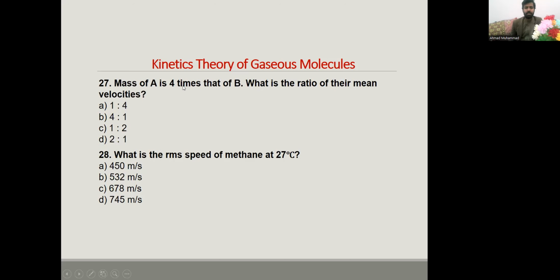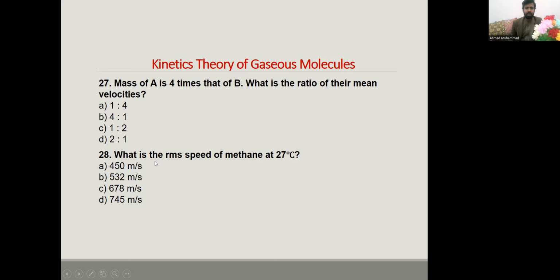Mass of A is 4 times that of B. What is the ratio of their mean velocity? 1 ratio 4, 4 ratio 1, 1 ratio 2, 2 ratio 1. So the right option from these four options is D, 2 ratio 1.